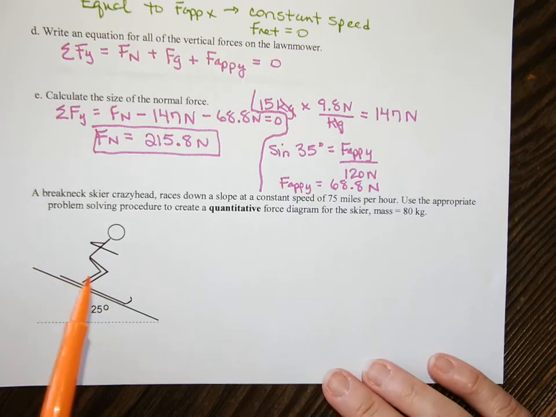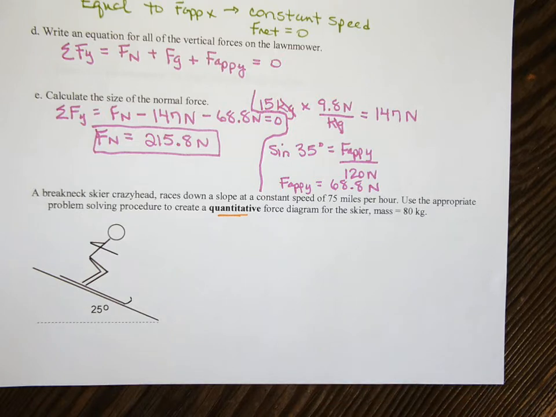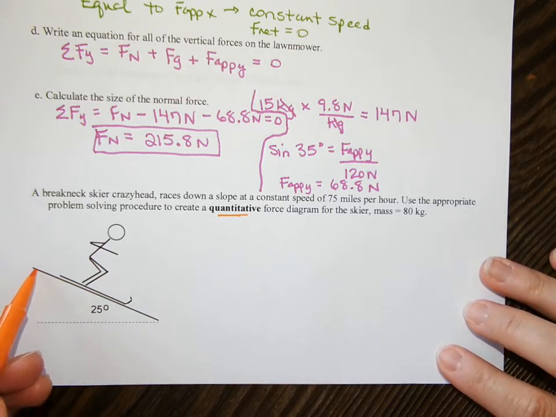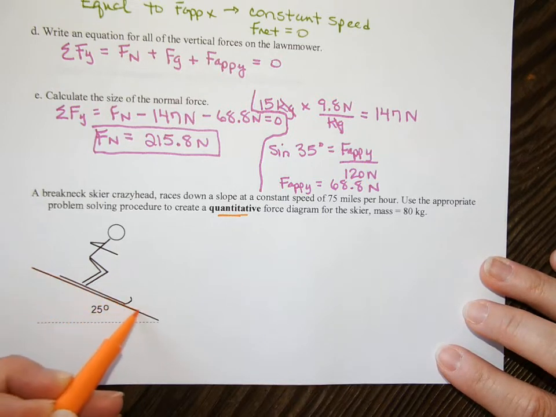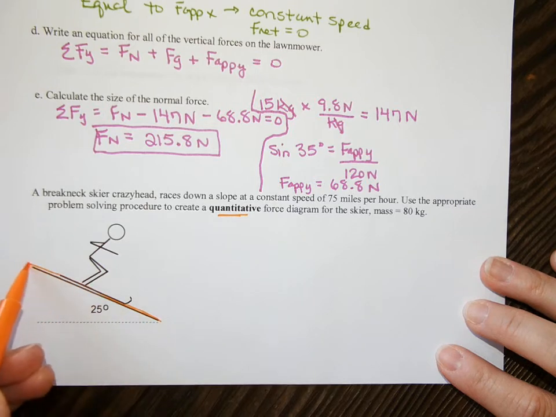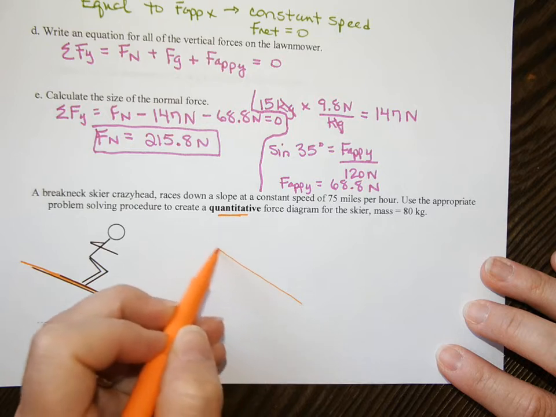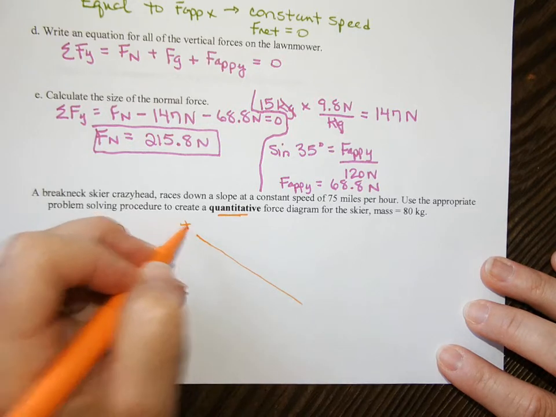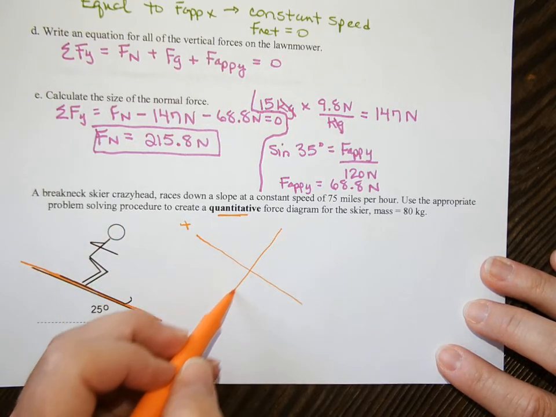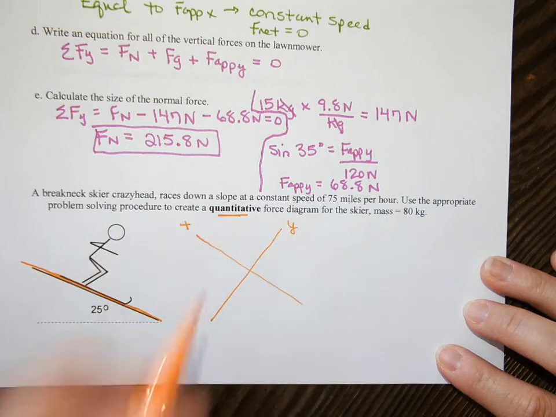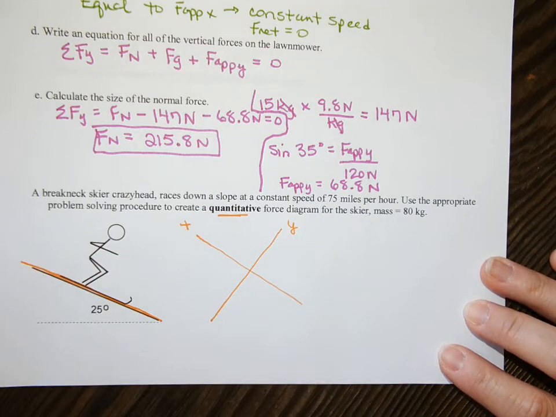Right, in this problem, we're only asked to find a quantitative force diagram. The skier's mass is 80 kilograms, so we need to start with that force diagram. Remember that on the angle, this surface here of the slope is our x-axis. So I'm going to draw a parallel line there and label it x. The y-axis is always perpendicular to the x-axis.